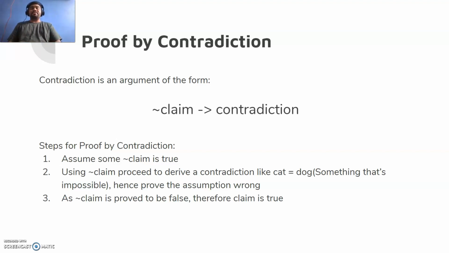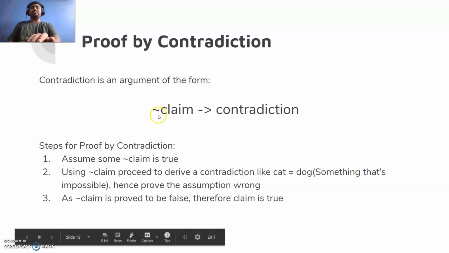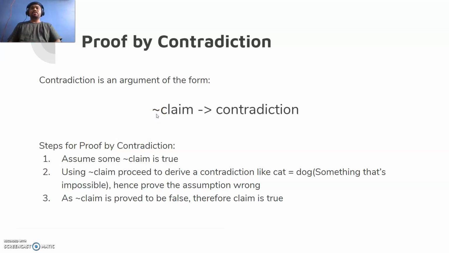So let's understand that. Now you can see that I put a negation on the claim. That means if we have any kind of claim that has to be proven, how do we get started? There are some steps for proof by contradiction. If we get a claim, let it be any claim, we'll assume that the negation of that claim is true. Then using the negation of the claim, I'll try to proceed ahead, I'll try to derive things, I'll try to prove something.